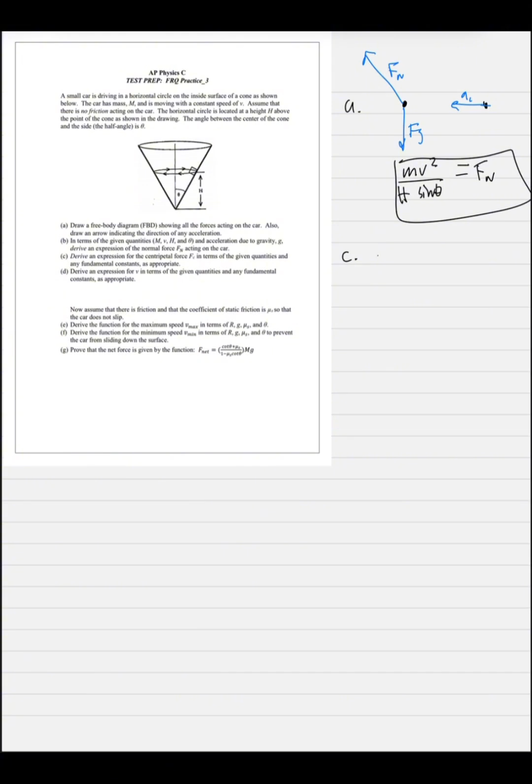For C, we won't expand Fc, but it's also equal to Fnx, and Fnx is Fn cosine theta. We don't know what Fn is, so we actually do know. It's right here. So we plug that in. And now cosine theta over sine theta is equal to cotangent.